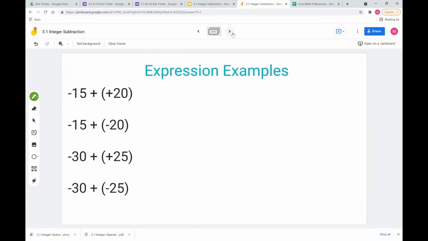Let's go over some examples of just simplifying, cleaning up the signs. We're not going to solve for these, just cleaning them up. So we have negative 15 plus positive 20. Signs are the same, so the new problem is negative 15 plus 20. Negative 15 plus negative 20. The signs are different, so the sign in the middle will have to be negative.